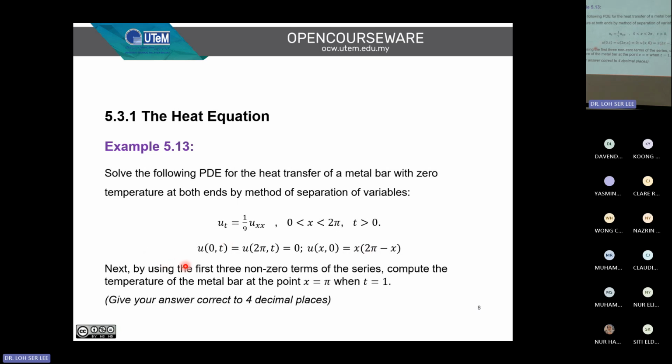Next, by using the first 3 non-zero terms of the series, compute the temperature of the rod at point X equals pi and time T equals 1. Give your answer to 4 decimal places. Let's find the solution first. Once you get your U(x,t), we use the first 3 non-zero terms to calculate the temperature for this case.